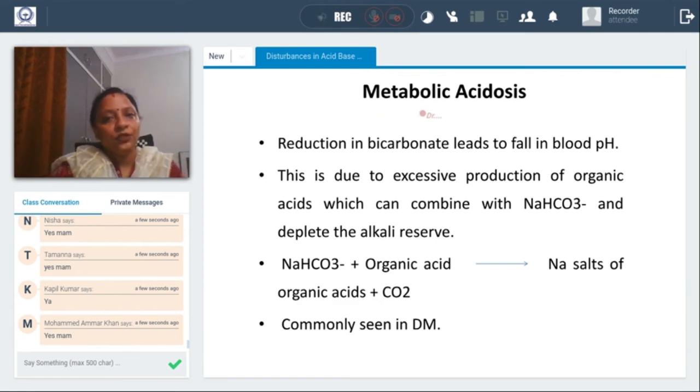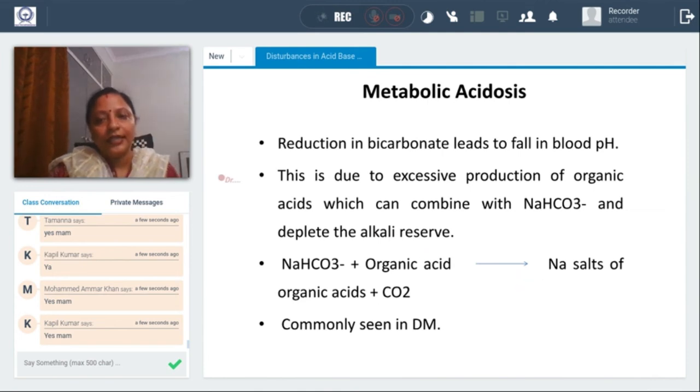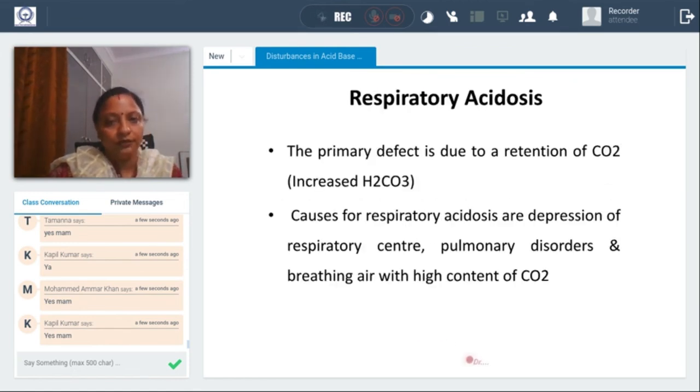So metabolic acidosis, reduction in bicarbonate leads to fall in blood pH. This is due to excessive production of organic acid, which can combine with NaHCO3, or we can say bicarbonate, and deplete the alkali reserve. NaHCO3 plus organic acid, you get sodium salt of the acid and CO2. Commonly seen in diabetes mellitus or ketoacidosis.